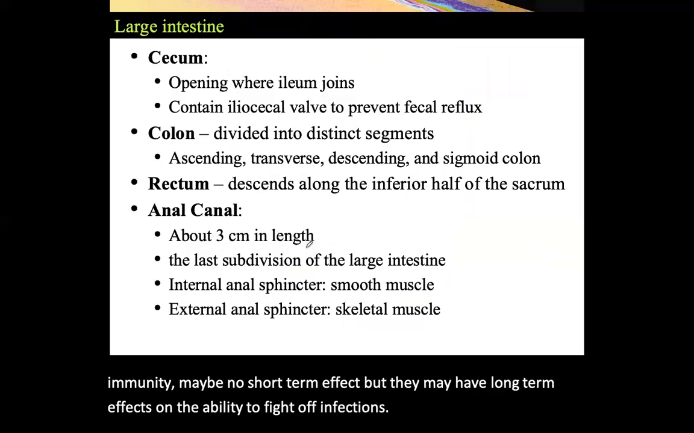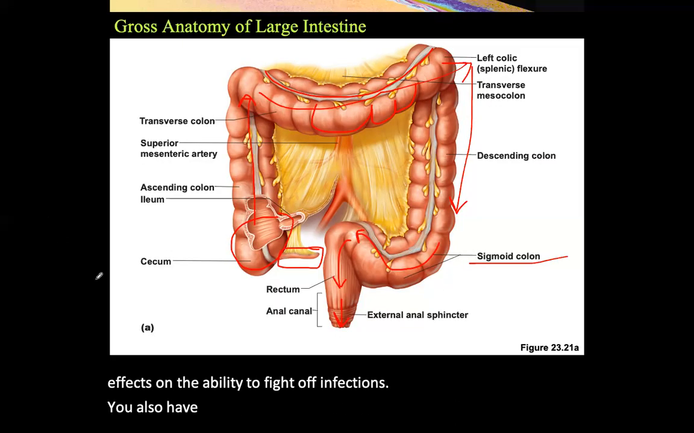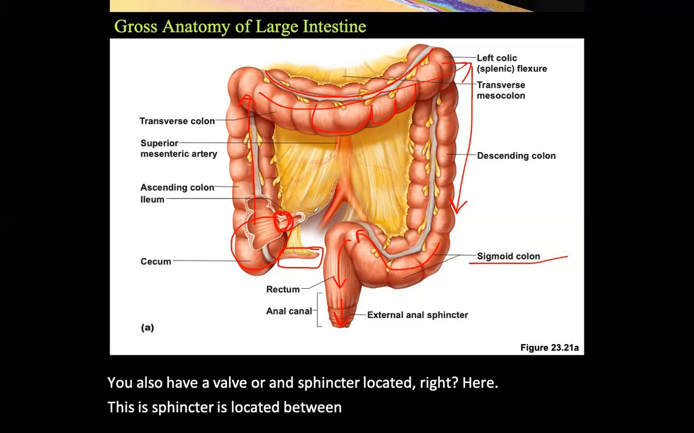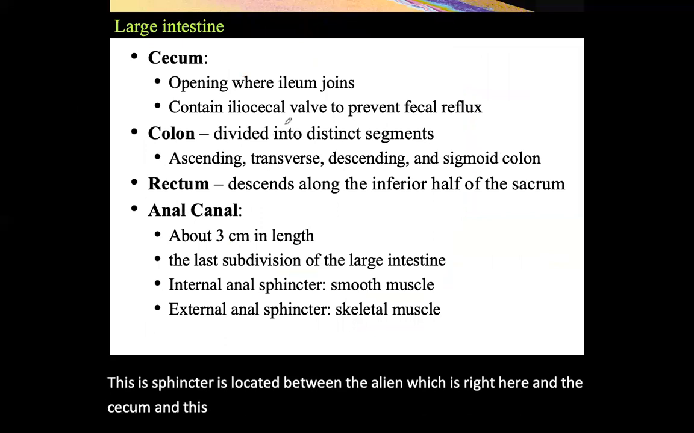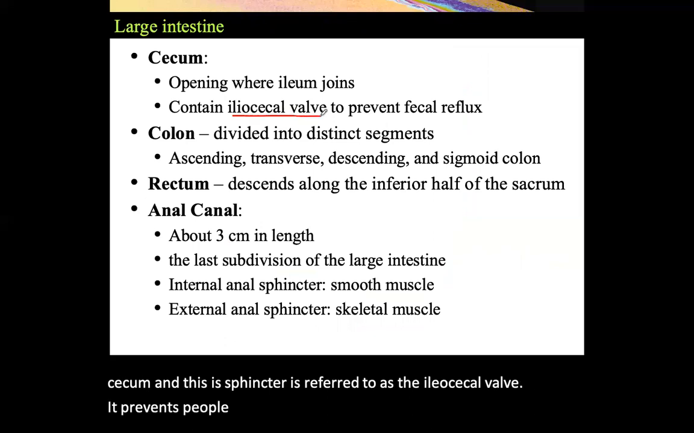You also have a valve or a sphincter located right here. This sphincter is located between the ileum, which is right here, and the cecum. And this sphincter is referred to as the ileocecal valve. It prevents fecal reflux, basically doesn't allow fecal matter to backtrack into the small intestine.